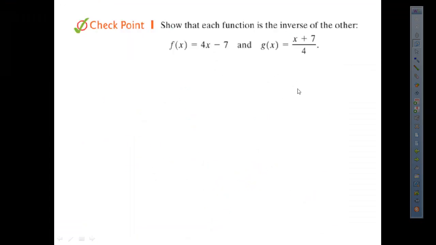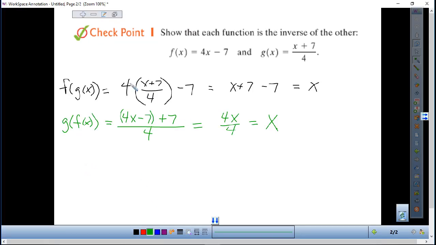Alright, you guys try this one. I'm going to pause the video and I want you to pause the video, and then you can come back and check your work in just a second. So I'm going to pause it, and I'm going to show you the answer here in 3, 2, 1. All right, so here's the work. If you do f of g of x, it should simplify down to x. If you do g of f of x, it should simplify down to x as well. So when both of these simplify down to x, we have shown that these two functions are inverses of each other.